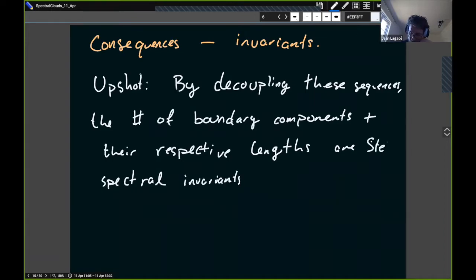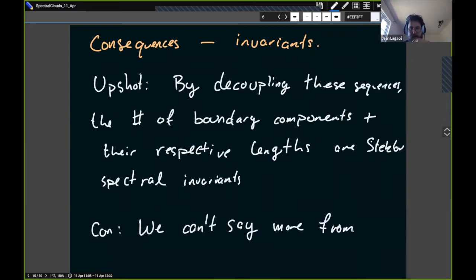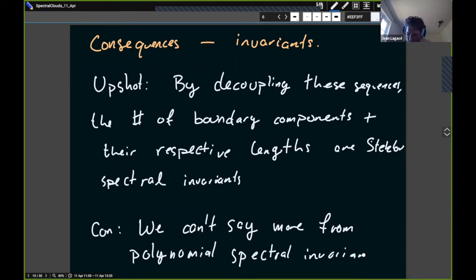And here, Steklov spectral invariance, we can't say more from polynomial spectral invariance. And in particular, we cannot have any information from the inside of the surface from these invariants.